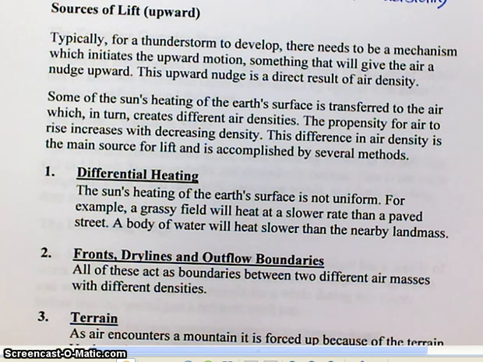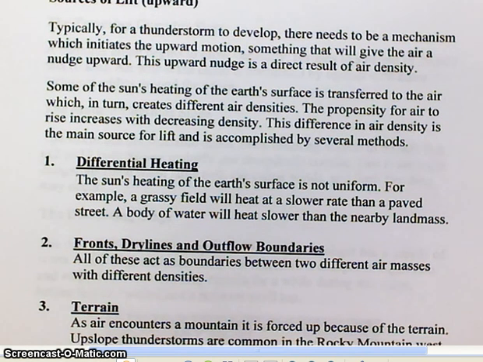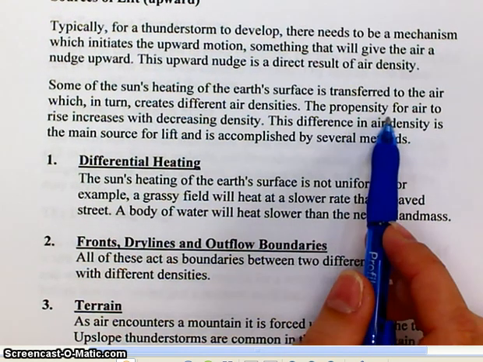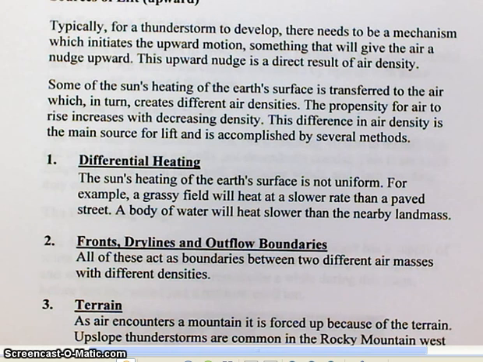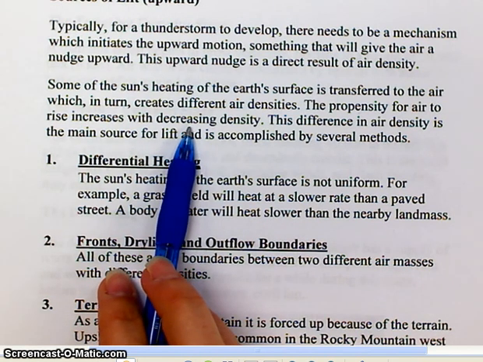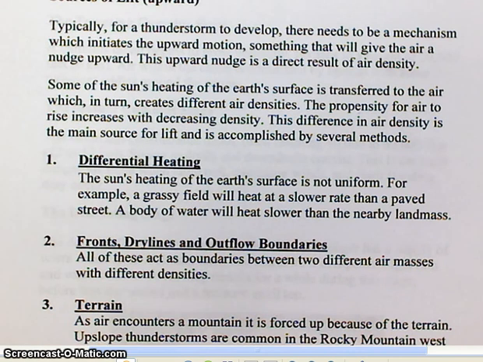Some of the sun's heating of the Earth's surface is transferred to the air, which in turn creates different air densities. The propensity for air to rise increases with decreasing density. What that means is the tendency of air to rise, it's going to be more likely to rise when its density is lower. Less dense air is going to rise more easily, in other words. So this difference in air density is the main source for lift and is accomplished by several methods.